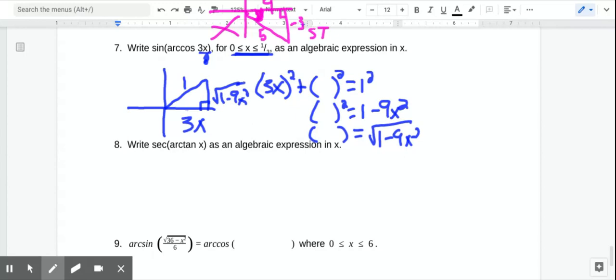Now we want to take the sine of that angle. The sine of this angle is opposite over hypotenuse, which is just 1. So this is our answer.